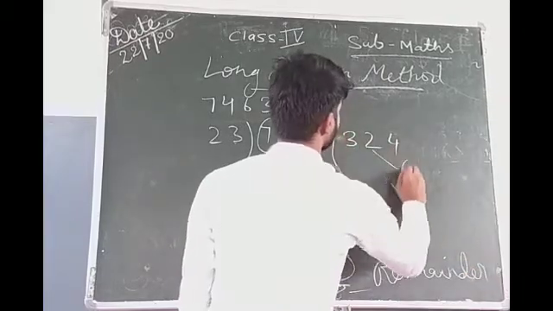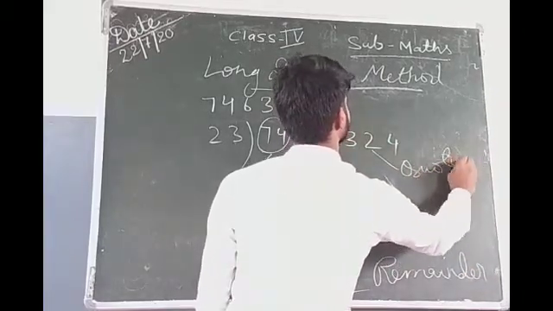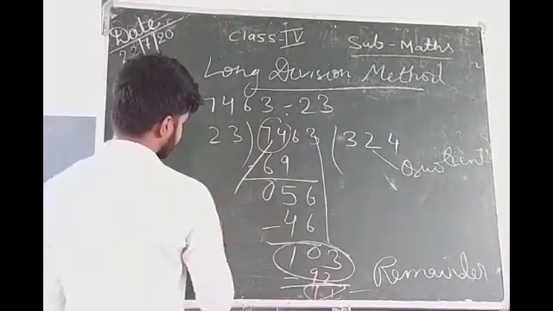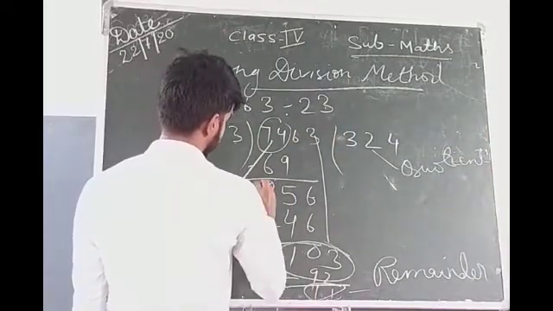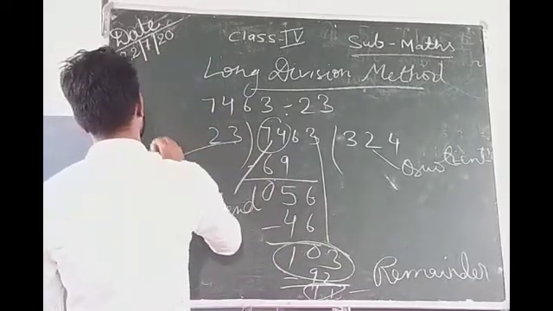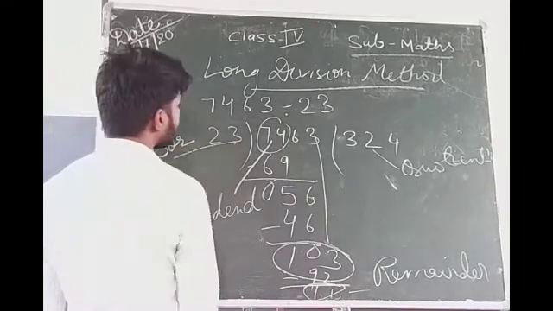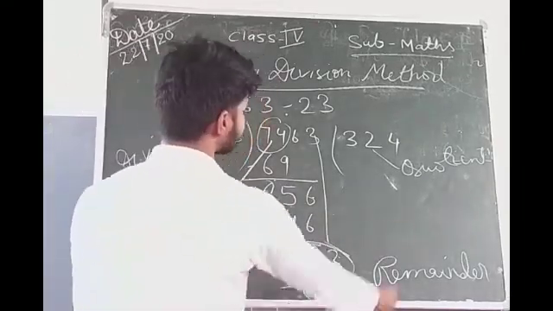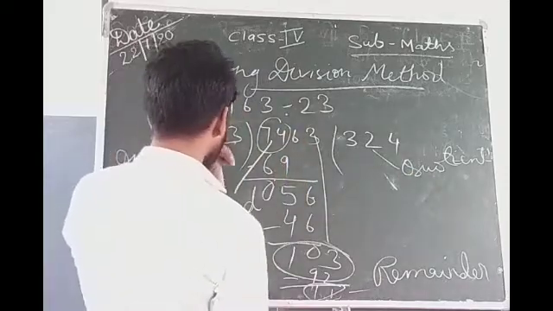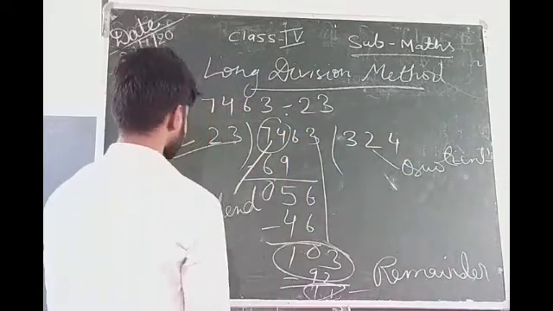This is the quotient. This is our dividend. And this is the divisor. Now we will verify our answer using this quotient, remainder, divisor and dividend. So how can we verify our answer?